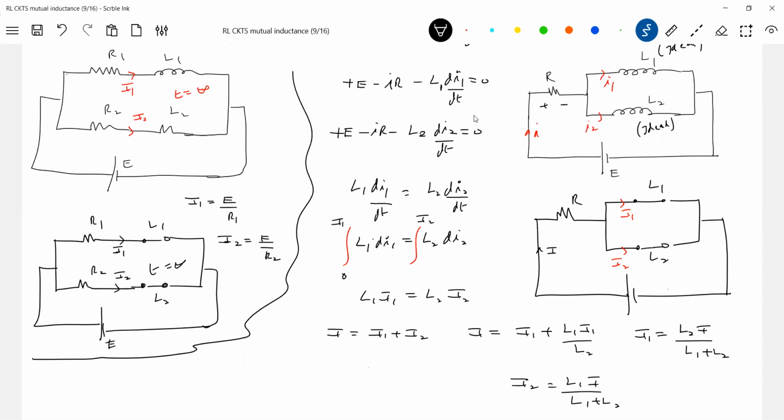I'll ask you how much energy is present in each inductor. L1 I1 square by 2, L2 I2 square by 2. You can calculate those energies at steady state. So what's wrong if you replace with short circuits, two short circuit wires, and write I by 2, I by 2? No, you can't do it like that.